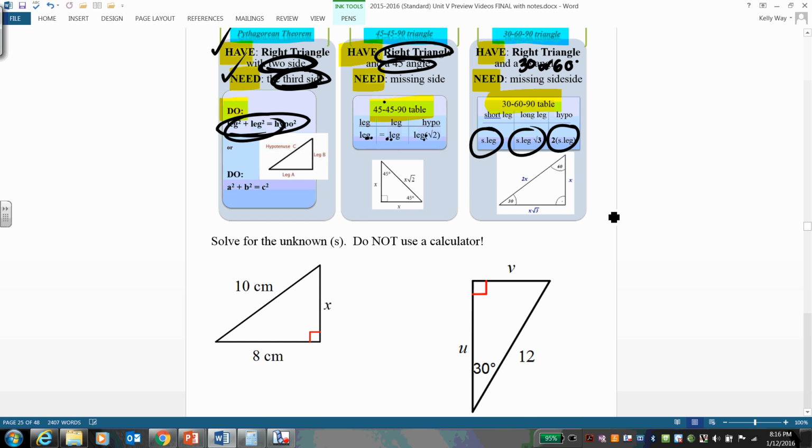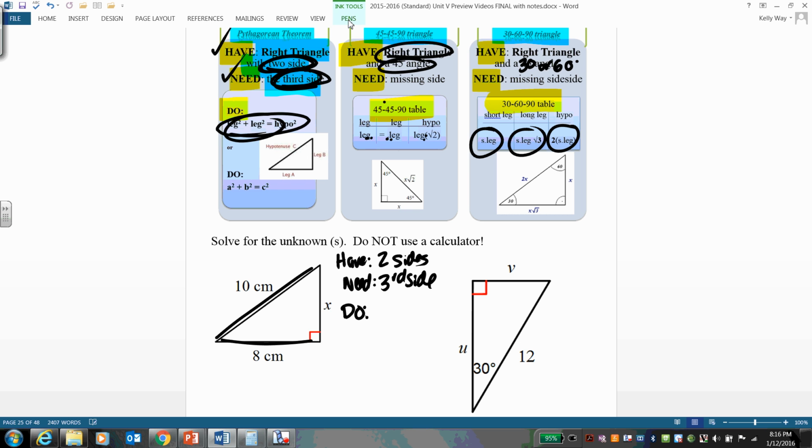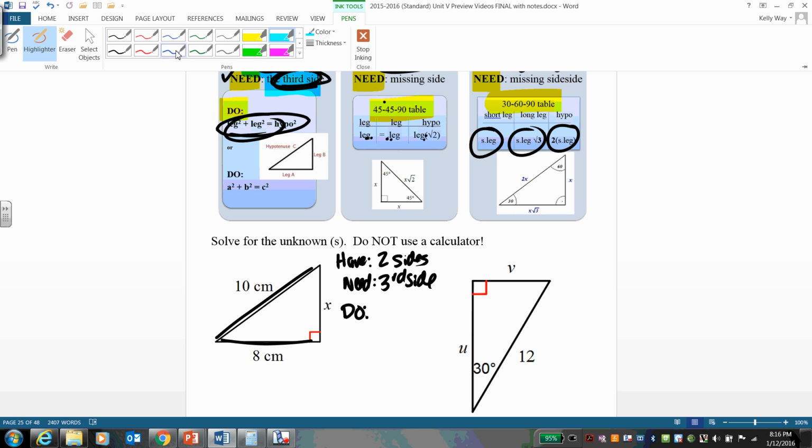Now let me give you an example. So we ask ourselves here, we have 2 sides of a right triangle. 1, 2. We have 2 sides. We need the 3rd side. So what do we do? Have 2 sides, need 3rd side. That's Pythagorean theorem. Let's go ahead and label that.